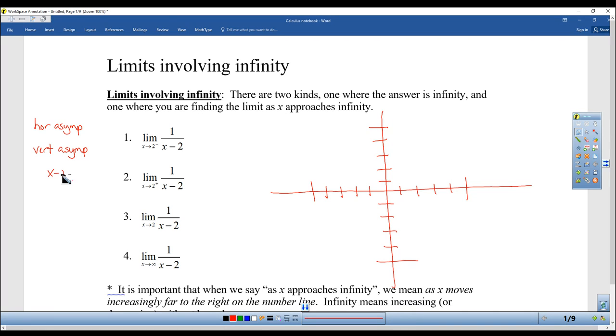So x minus 2 equal to 0 would be if x was equal to 2. So the vertical asymptote is x is equal to 2. So I'm just going to go ahead and draw a dotted line there. That's my asymptote.